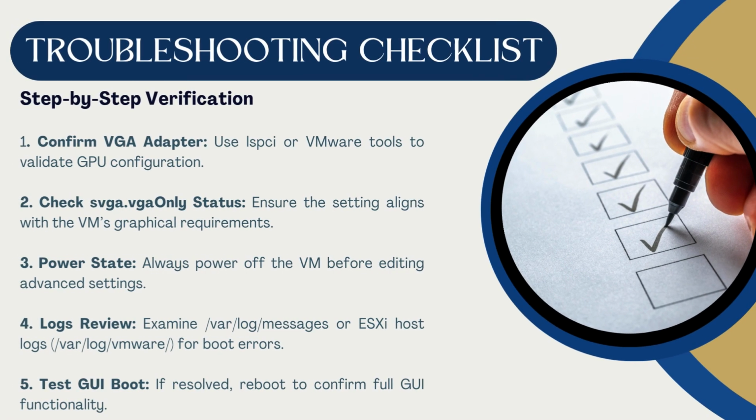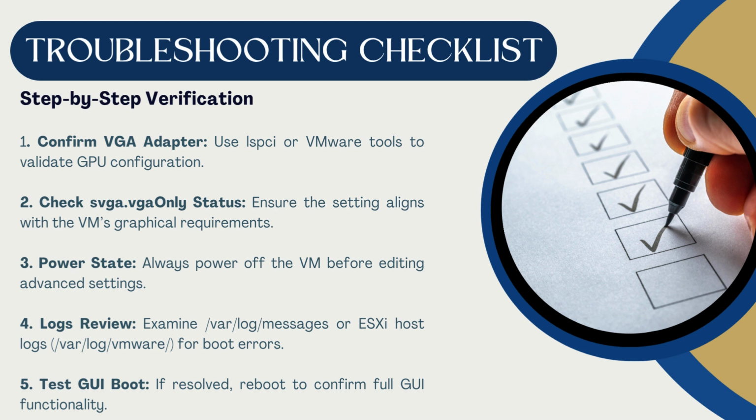Here is an essential troubleshooting checklist, complete with step-by-step verification. Step 1. Confirm VGA adapter. Use lspci or VMware Tools to validate the GPU configuration. Step 2. Check the svga.vgaOnly status. Ensure that the setting aligns with the VM's graphical requirements.